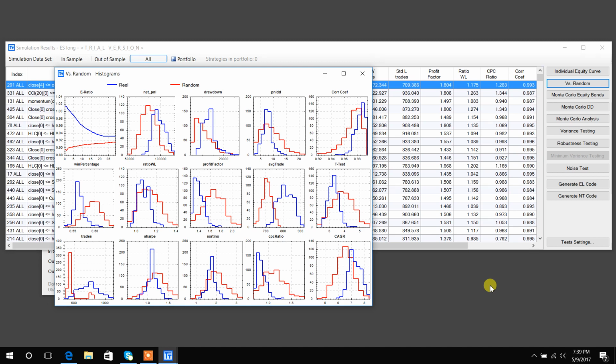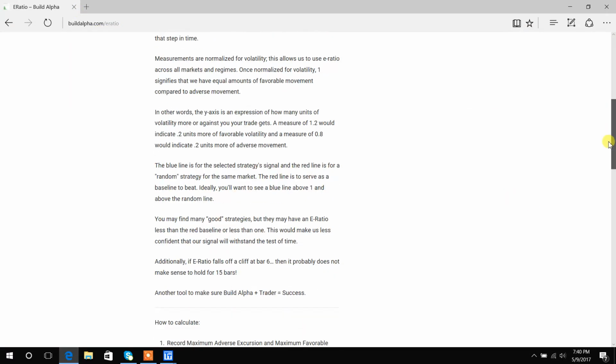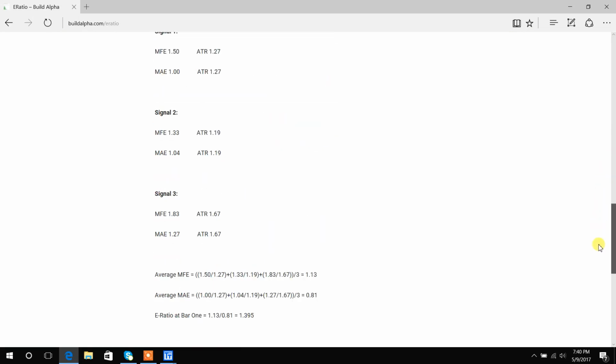So as promised, E-ratio gets its own video. E-ratio is an advanced measure to determine how much actual edge you have after a signal occurs, and it also can provide you an event horizon. I'll explain that. And again, if you haven't already read this, please go to buildalpha.com/E-ratio, where I have a whole write-up, including the example and the calculations.